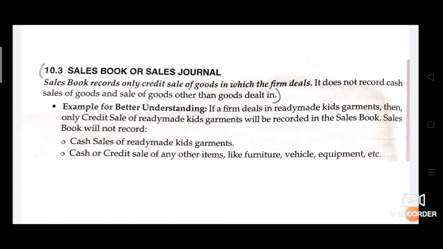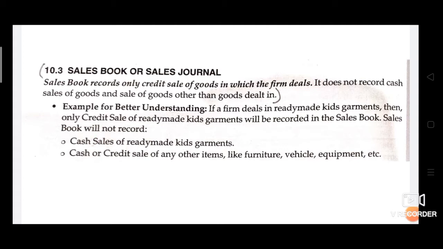Cash sale will be recorded in the cash book, not in the sales book. Only credit sale of goods will be recorded in sales book. If you purchase any asset on credit, it will not be recorded in the sales book. So keep it in mind that only credit sales of goods.